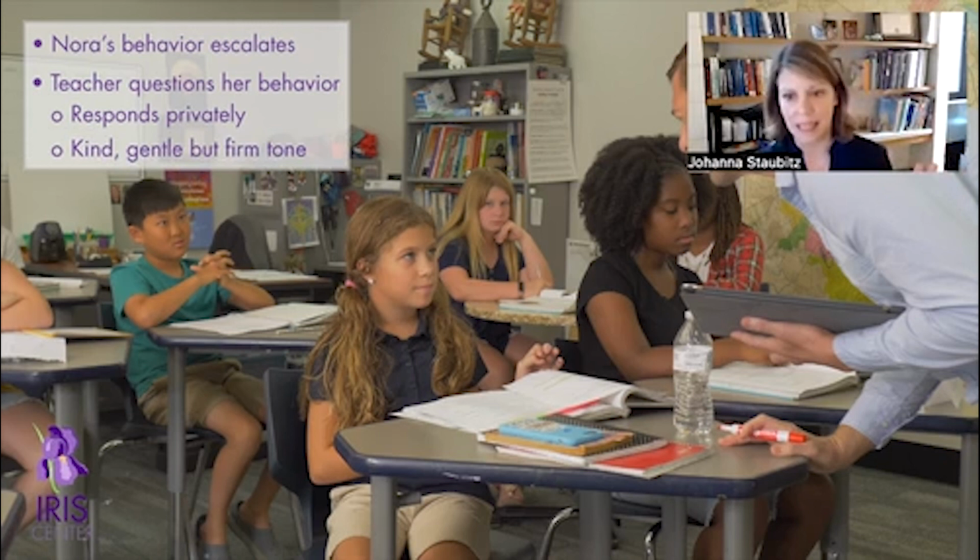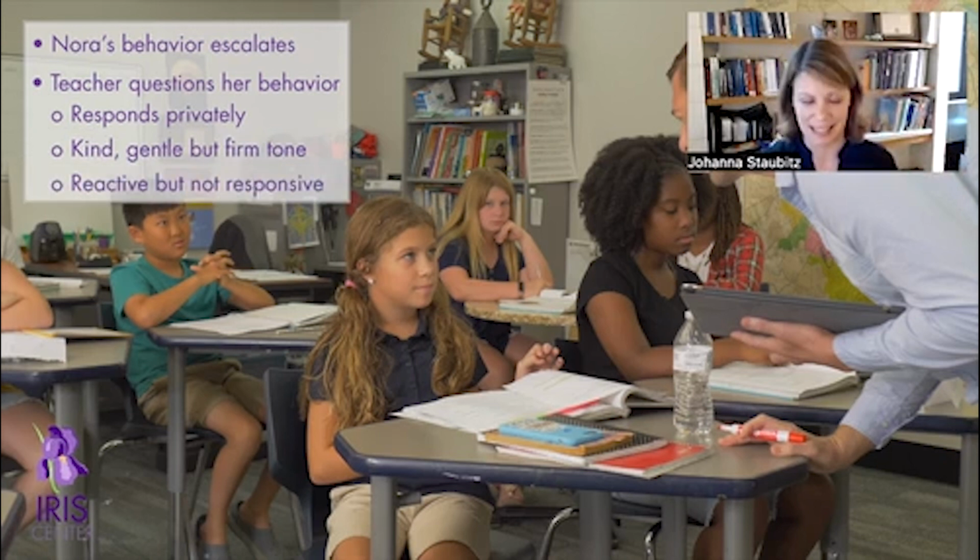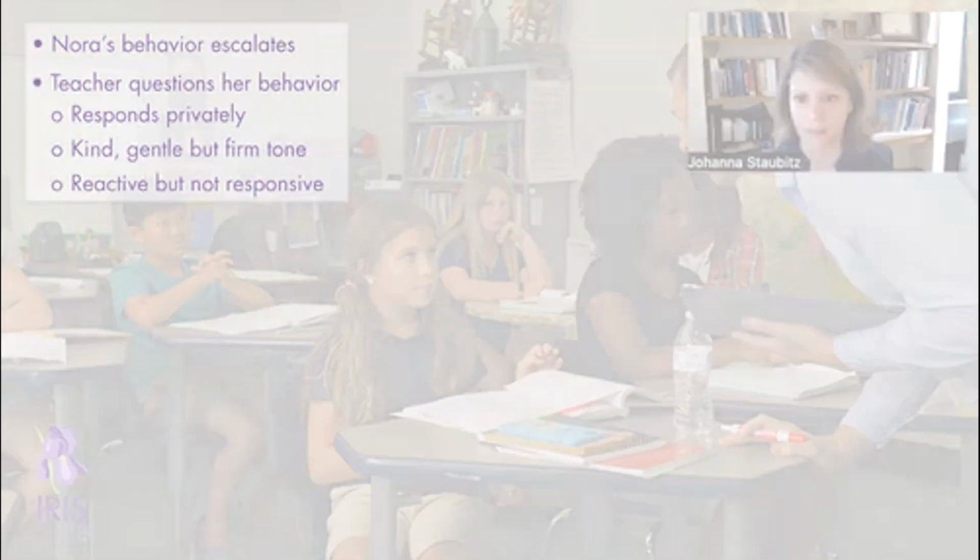But the problem is he is simply reacting to what she's saying and doing, and basically telling her to stop doing that and that it's inappropriate, instead of trying to address the need that is leading to Nora's behavior, which is a wish to move on more quickly, a wish to not have to sit there while her peers ask questions that she already knows the answer to.